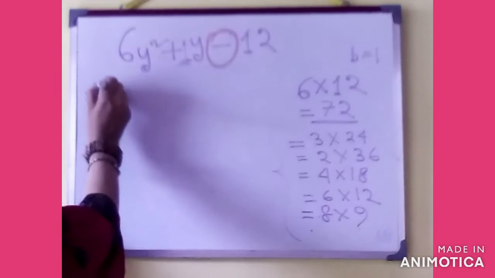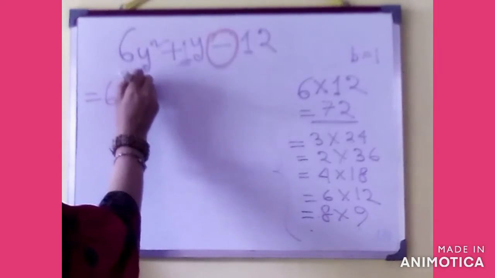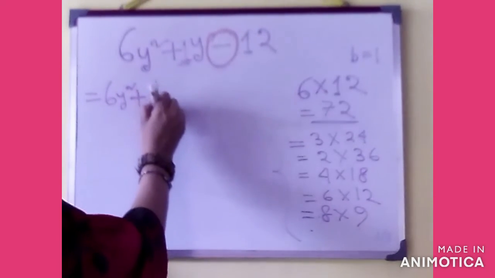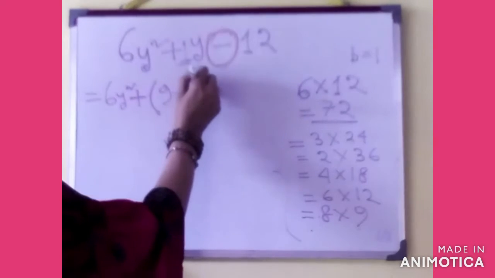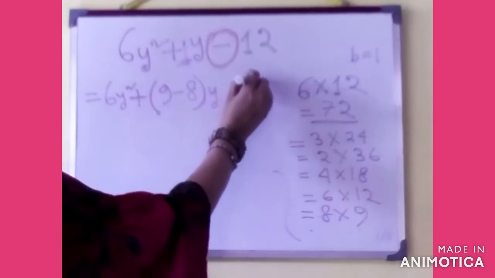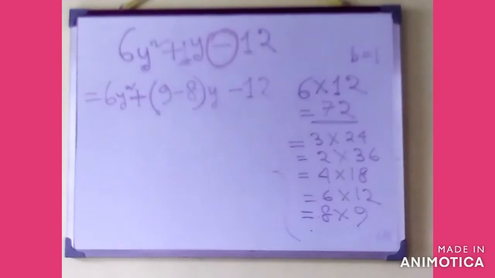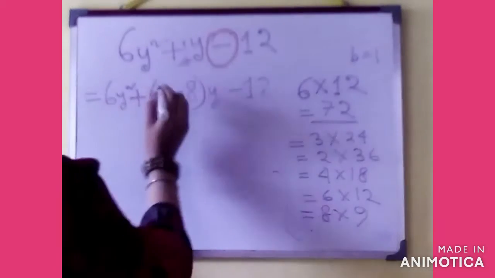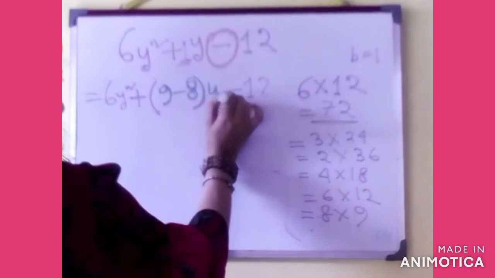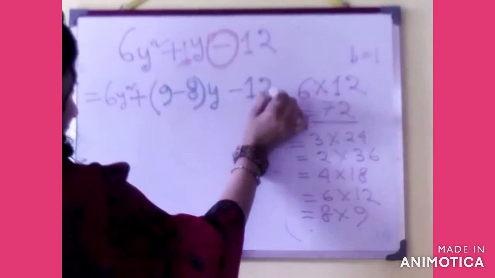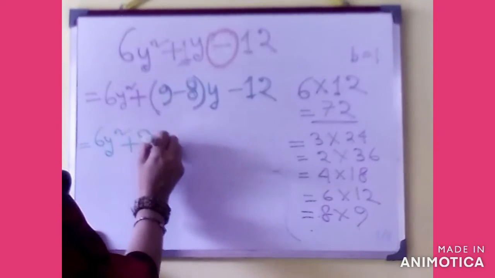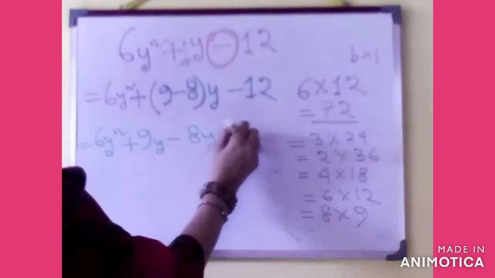So we are writing here 6y square plus, instead of this coefficient 1, we are writing 9 minus 8y, minus 12. So instead of the coefficient 1 in the middle term, we are writing 9 minus 8. And so ultimately we are getting 4 terms. That's our 6y square plus 9y minus 8y minus 12.